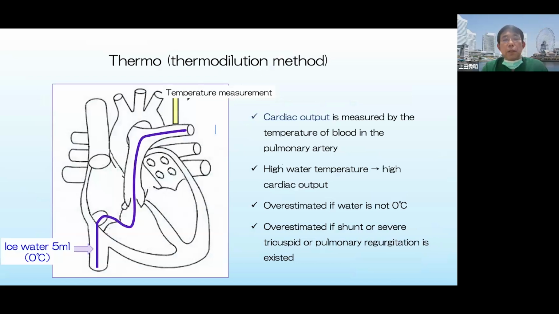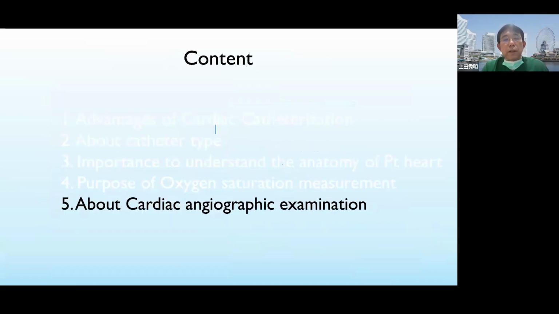As you can see, using the thermodilution method with the Swan-Ganz catheter, you will be able to calculate the cardiac output. But in pediatric cases, I think patients who receive a Swan-Ganz catheter should be very rare. But in some cases, it will work very nicely.